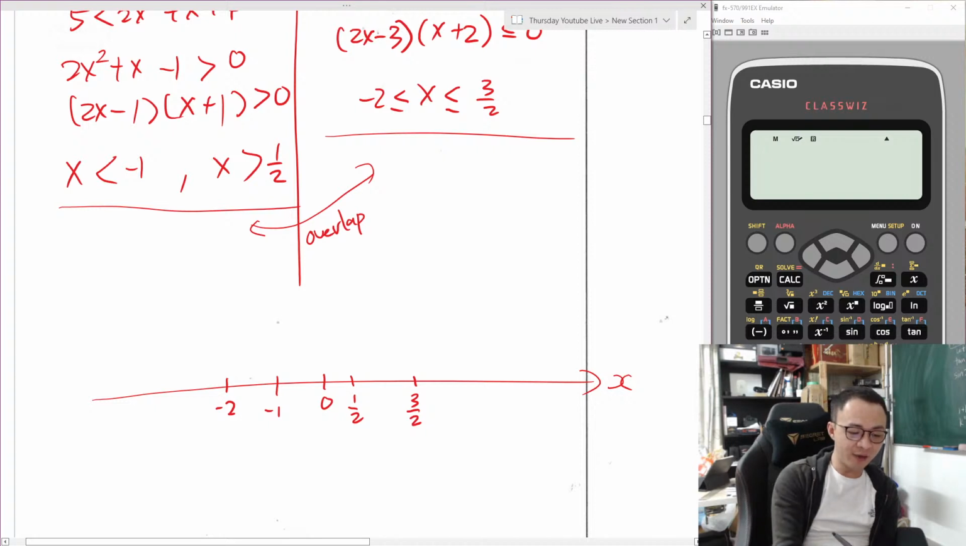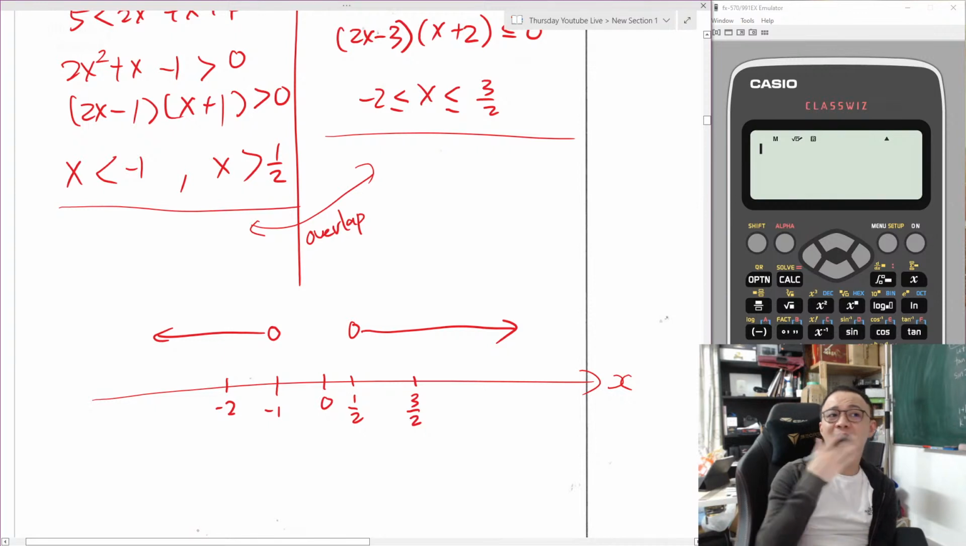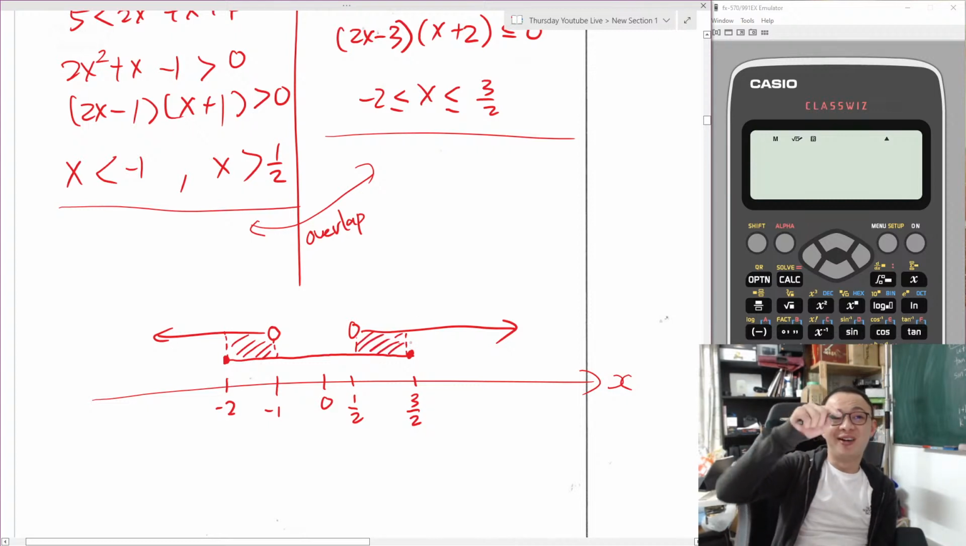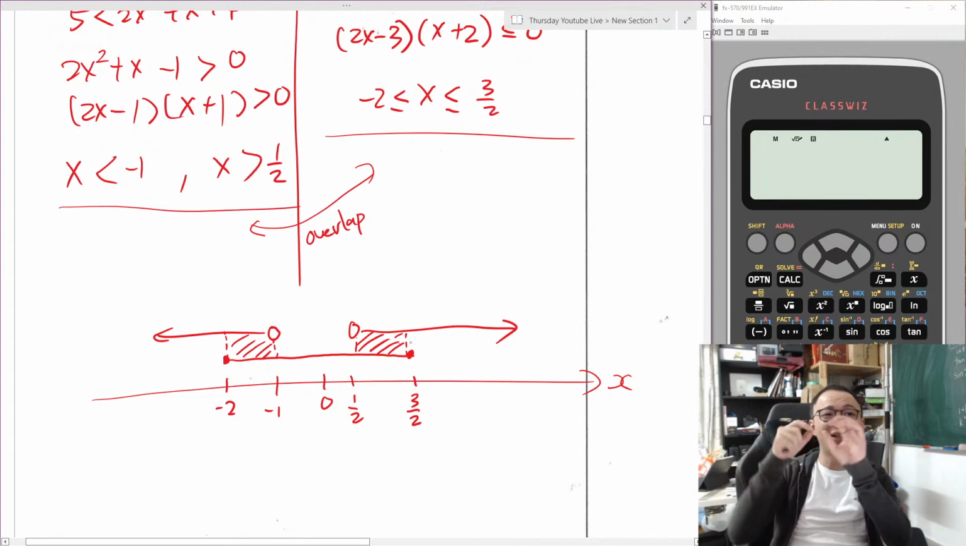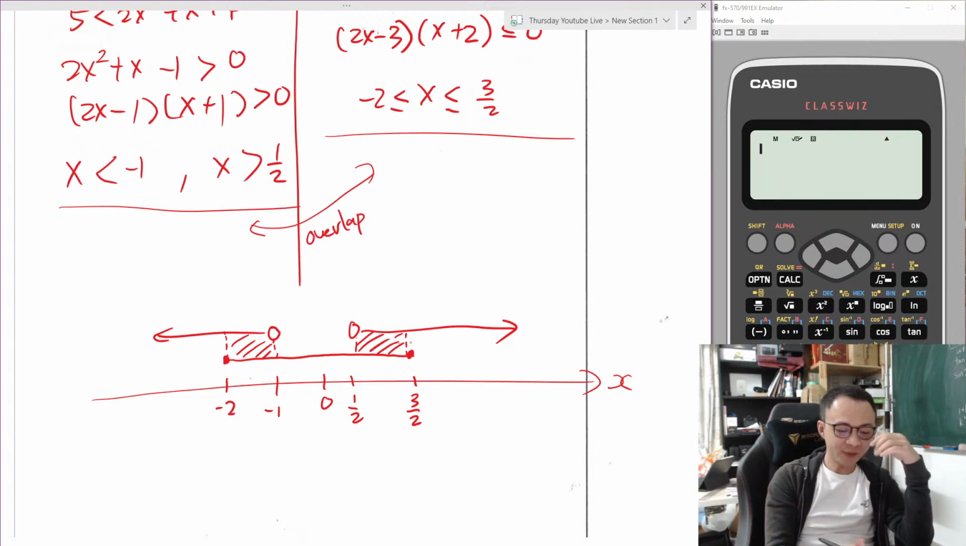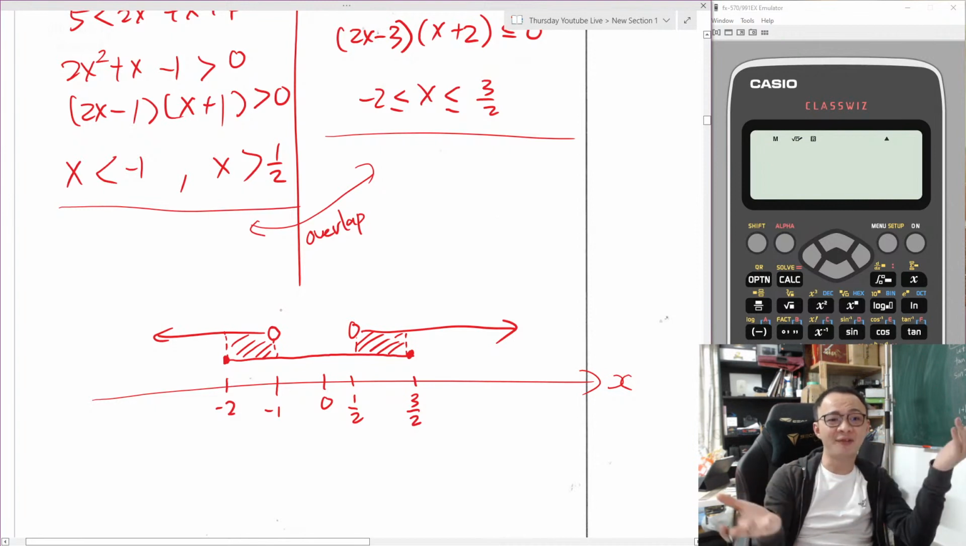Alright, so the first inequality tells me that my x must be less than negative 1 and must be bigger than 1 over 2. And then the second inequality tells me that my x must be between negative 2 and 3 over 2. Okay, if you look carefully, you should see they actually intersect over here. This is their overlap part. And if you see the way I draw the dot or the circle, one will be empty and another will be a full dot. The empty one means it doesn't have the equal. The full dot means they have the equal over there.